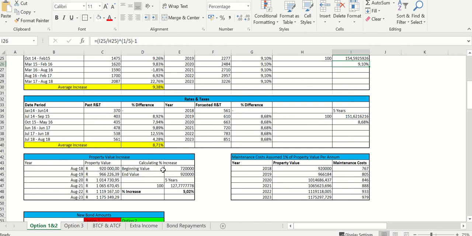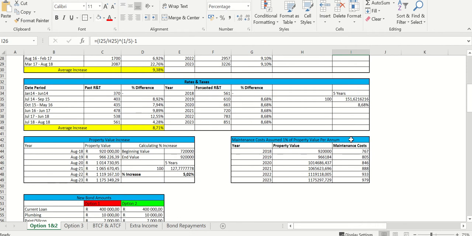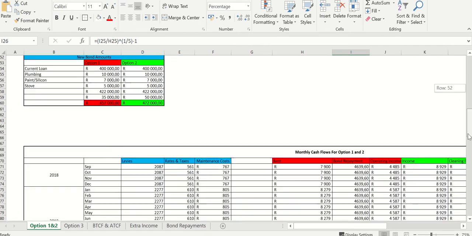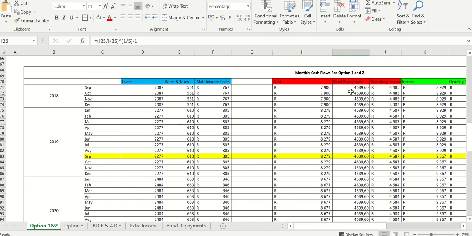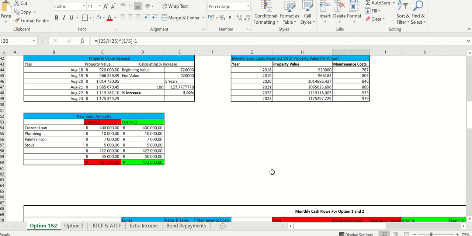Then the property value was calculated the same way. However, it was found to be 5.02%. The maintenance cost is assumed to be 1% of the property value per annum. So obviously I needed the new property values to calculate the maintenance costs. All these costs and incomes are here in a monthly cash flow table for options 1 and 2, and then you can see the repayments that are shared here in the blue.